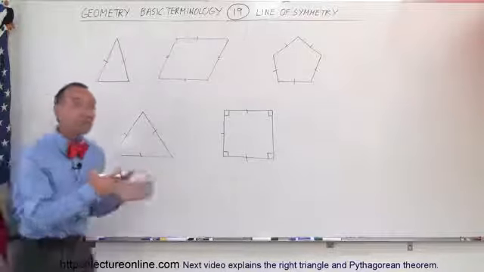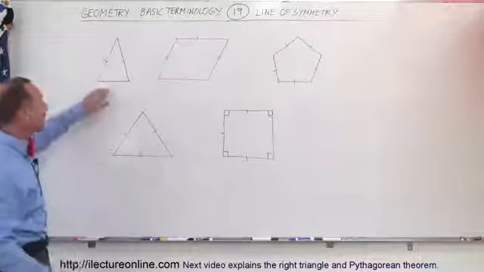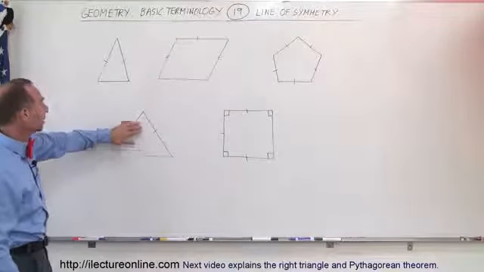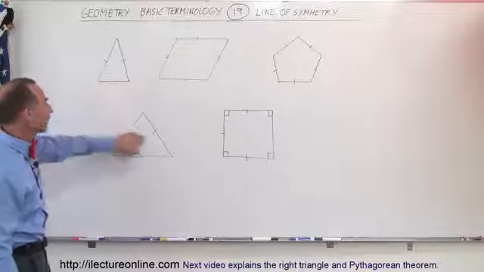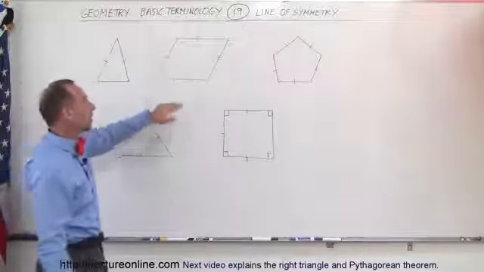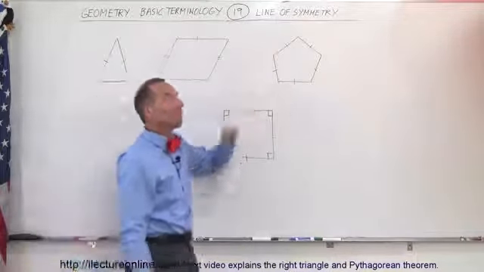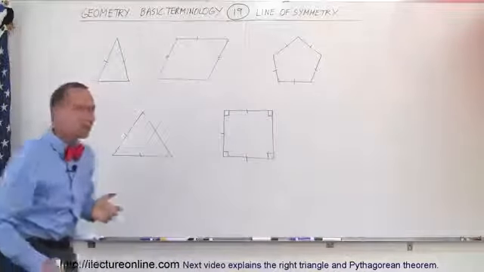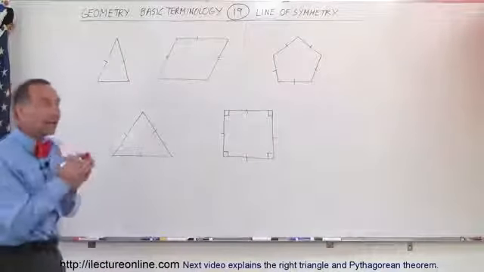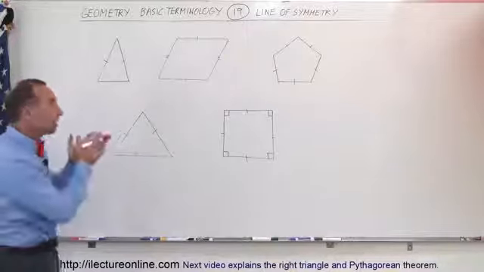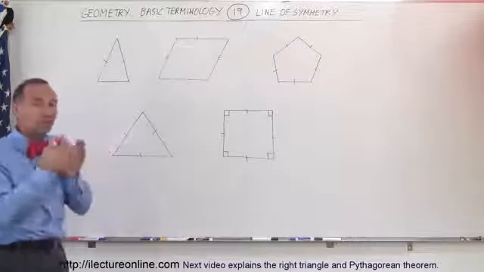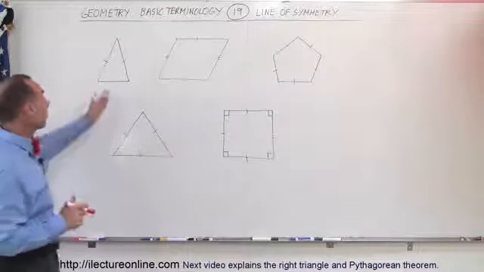Now here we have 5 different shapes. Here we have a triangle. Well, there's 2 different types of triangles. There's an isosceles triangle, there's an equilateral triangle, we have a parallelogram, we have a square, and we have a pentagon. Now, can we draw lines in such a way that the line will divide the shape that we have in 2 exactly equal parts? It turns out we can.